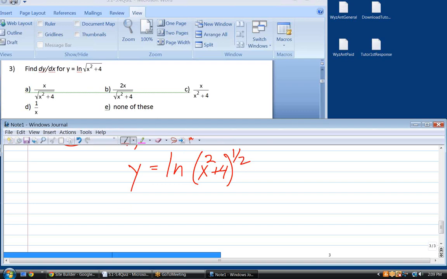So what is y prime? Derivative of the outside times the derivative of the inside. The derivative of the outside would be 1 over that, and then times the derivative of the inside, which would be 2x, instead of 2x on the top. So that would come to b.